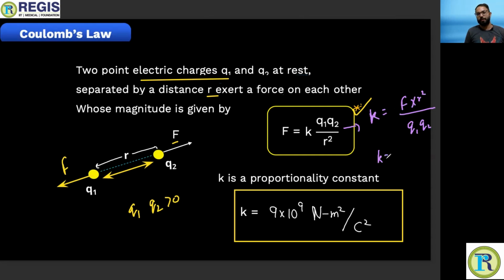So the unit of K will be, the unit of force is Newton. So Newton meter square. Why? Because R is a distance, so its unit will be meter. So meter square divided by Coulomb square. Okay, so you don't need to remember everything. You just need to remember this value of K, and the formula.